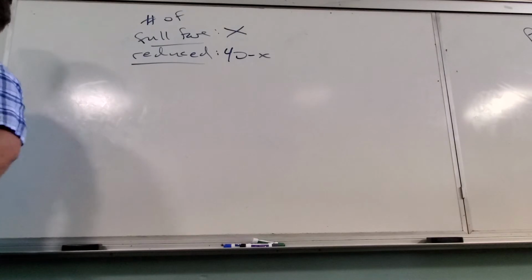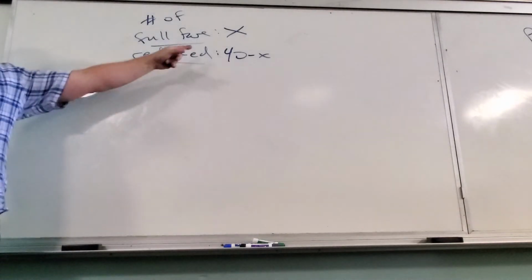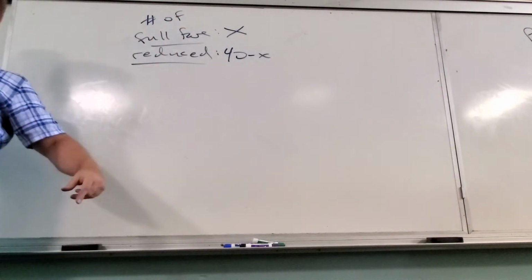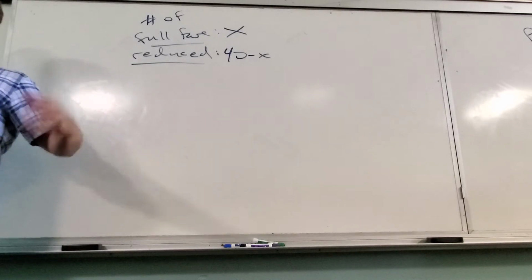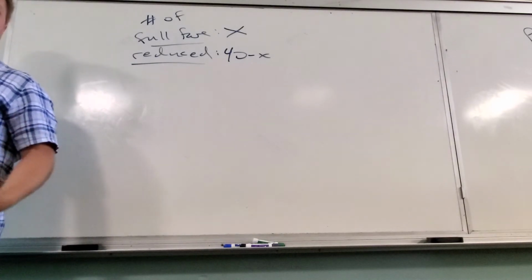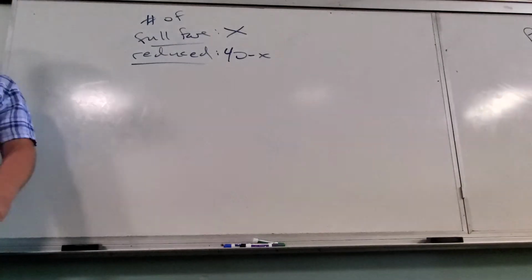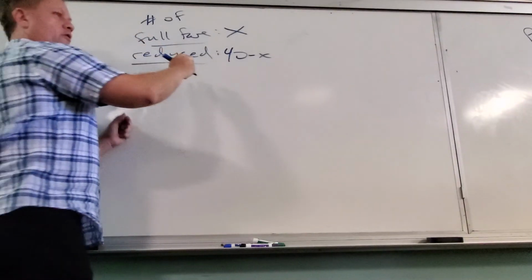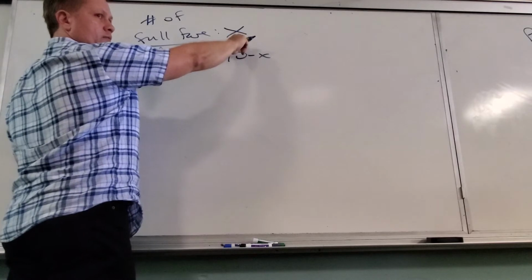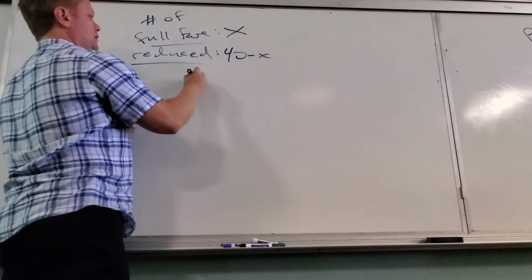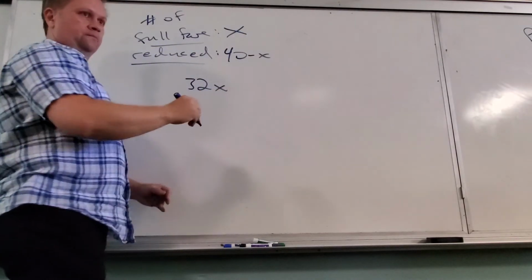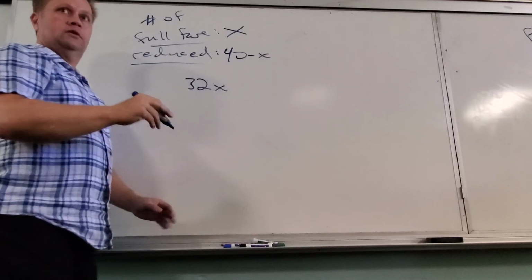So then what can I bring in? What's the main idea, really? This is just the number of. What's the idea behind the equation? Money seems to be the idea behind everything so far. Full fare paid $32 each. Good, 32 times x. How much money am I making off of these guys? 32 times each one of them. Is everybody cool with that by itself?